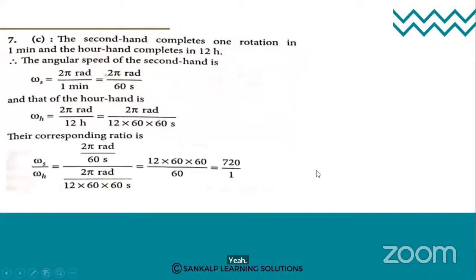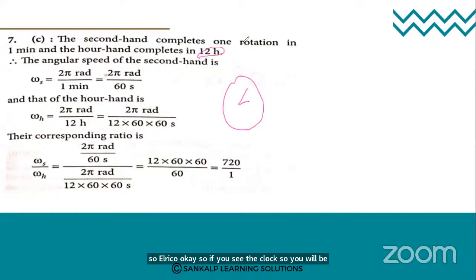See, the second hand completes one rotation in 1 minute, and the hour hand completes one rotation in 12 hours. Hope everyone knows that. If you see the clock, you will have an hour hand and a second hand. The second hand completes one rotation in 1 minute, but the hour hand completes in 12 hours. Therefore, next they are asking angular speed. The angular speed is given by what? That is 2 pi by T.